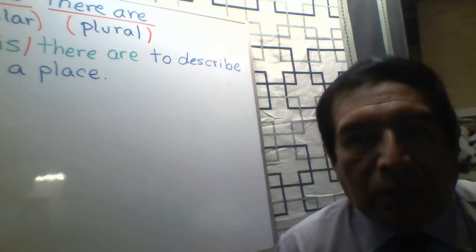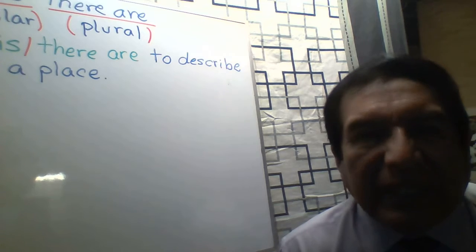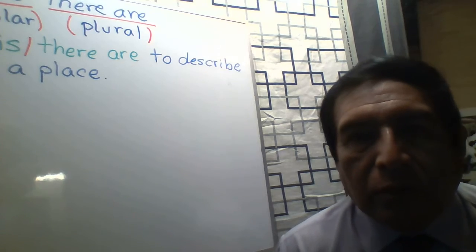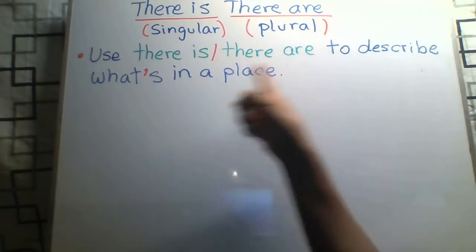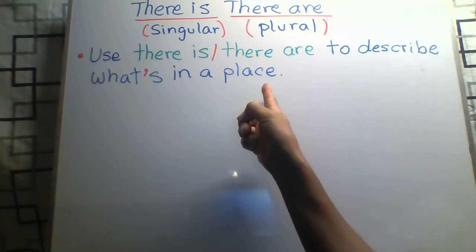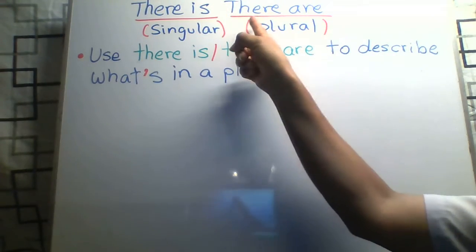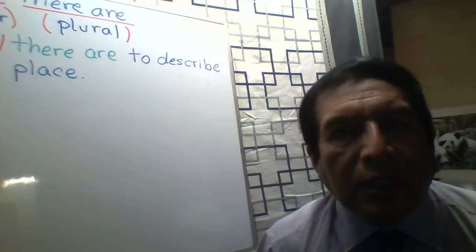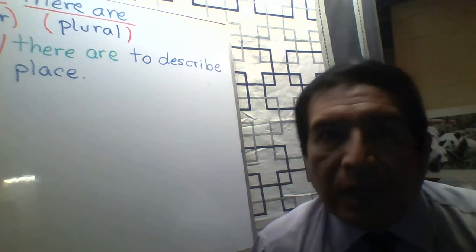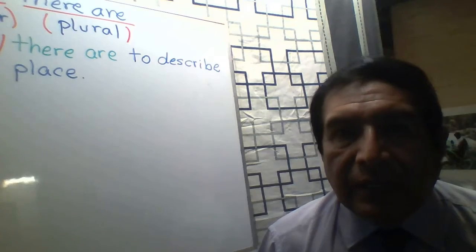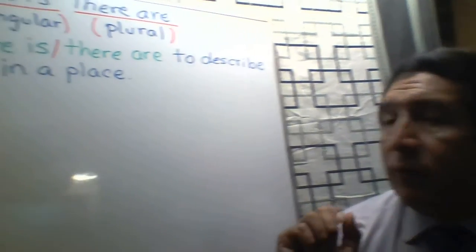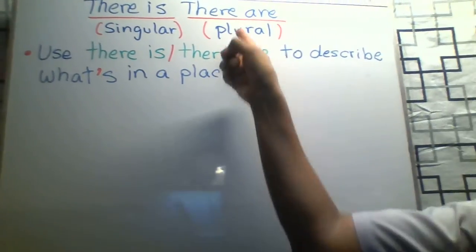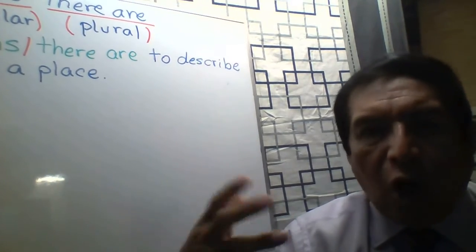Hello class. Today we are going to talk about there is and there are, two expressions that we use to express or to describe what's in a place. There is singular and there are plural. In Spanish you use hay, you say hay esto, hay otro, but in English there is and there are have two different meanings. For example, there is is for only one, and there are is for plural, many things, many objects.